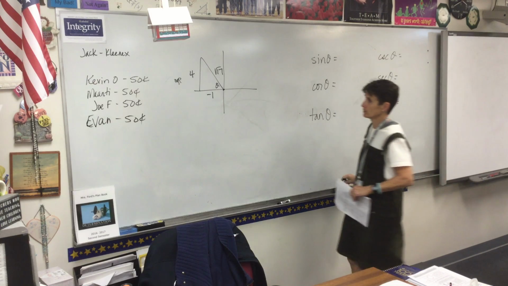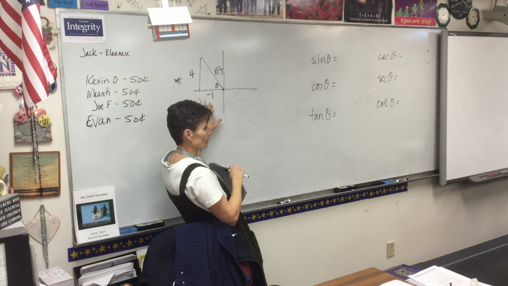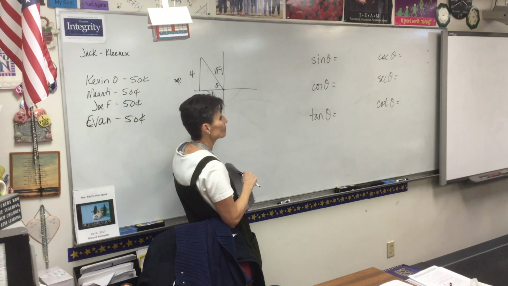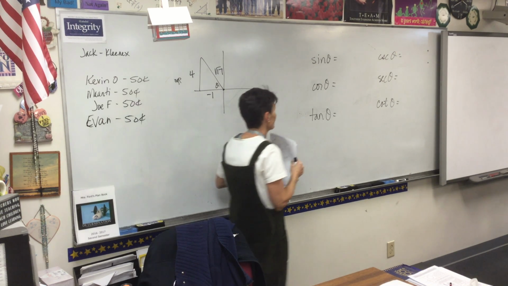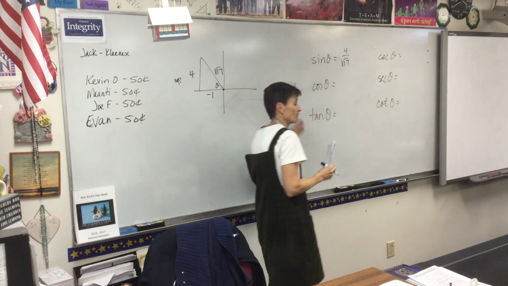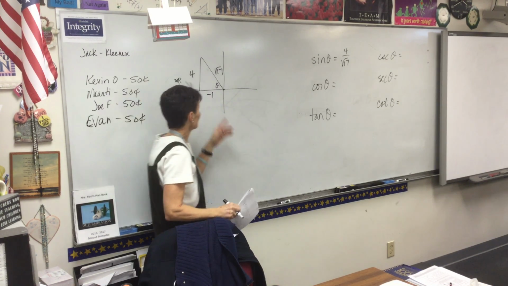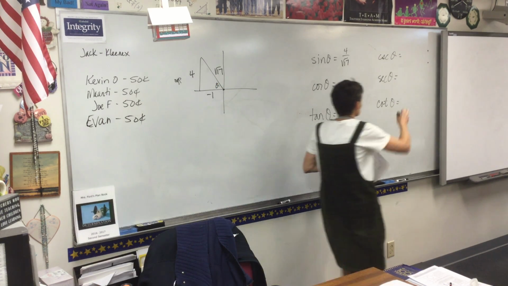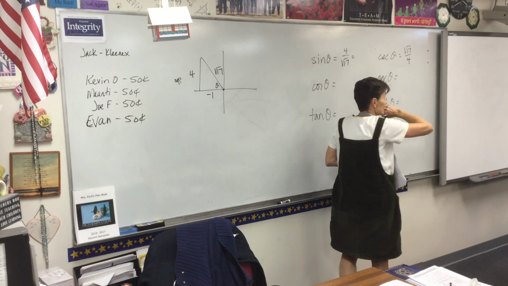Jalen Buford, what's my sine? Four over root 17. And I don't know if you heard Jalen or not, but the first thing he said to himself was that's O over H. SOHCAHTOA, O over H, opposite over hypotenuse. So 4 over root 17, which means this is root 17 over 4. And then we're going to rationalize this.